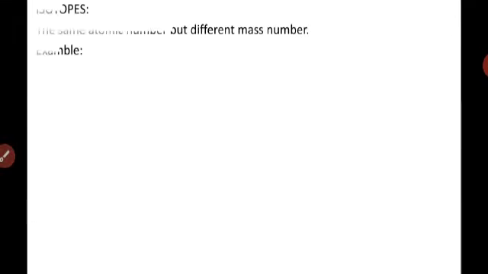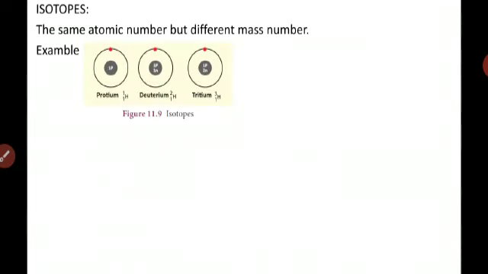Next we are going to discuss isotopes, isobars and isotones. The first one is isotopes. Isotopes means nothing but the same atomic number but different mass number. You know that there is superscript and subscript here. The subscript means you consider the atomic number. The superscript means you consider the mass number. Right?